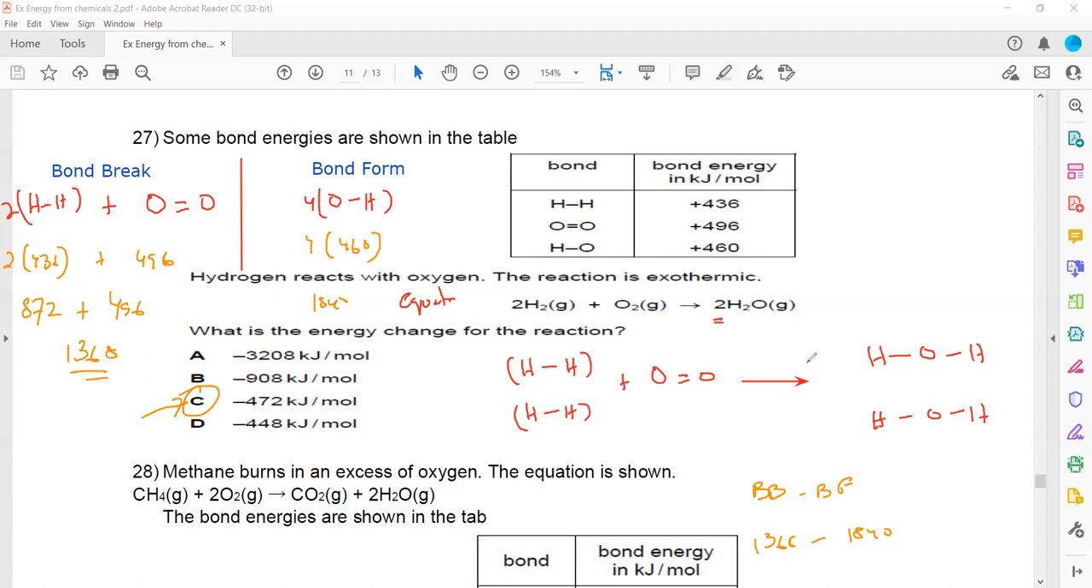So C will be the answer as the reaction is exothermic. Is it clear? Discussion? Anyone having a doubt till this point?